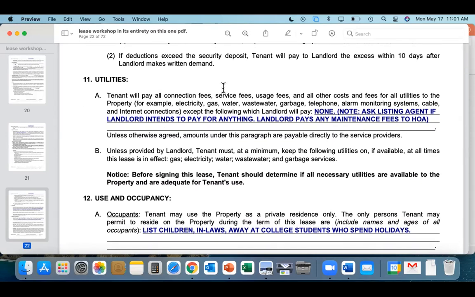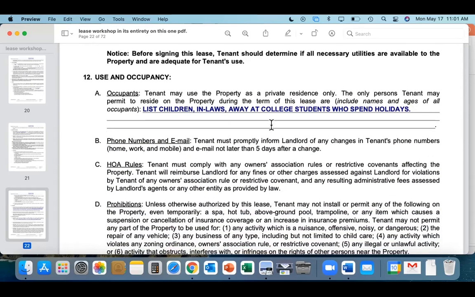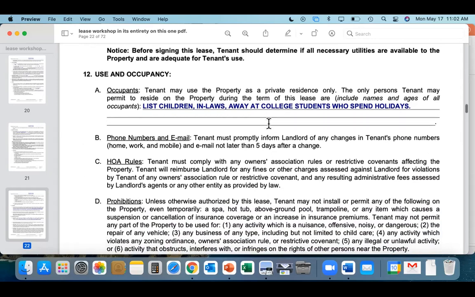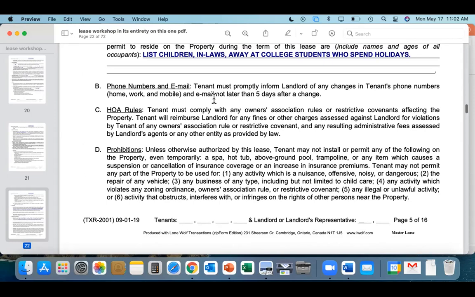Utilities, it's pretty standard and customary. The tenant pays for all the connection fees on utilities, not the landlord. Occupants, this is where you would list all the occupants that are going to be staying at the property. They're required to give the landlord their phone numbers and email addresses, even when they change, so the landlord always has current information. The tenant has to abide by all the HOA rules.